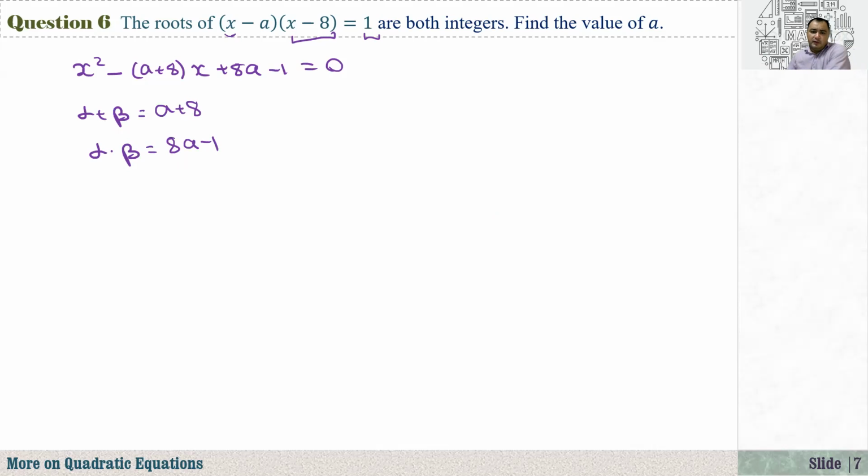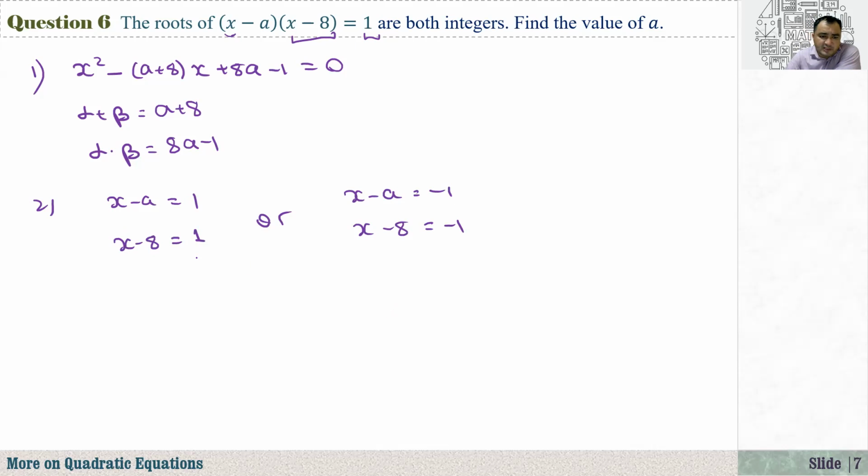Okay. So from here, this is the first observation. The second one: the product of two integers is equal to 1. So what we have here is either x minus a is equal to 1 and x minus 8 is equal to 1, or x minus a is equal to negative 1 and x minus 8 is equal to negative 1, right? We don't have any other way to write 1 as a product of two integers. It's either 1 times 1 or negative 1 times negative 1.